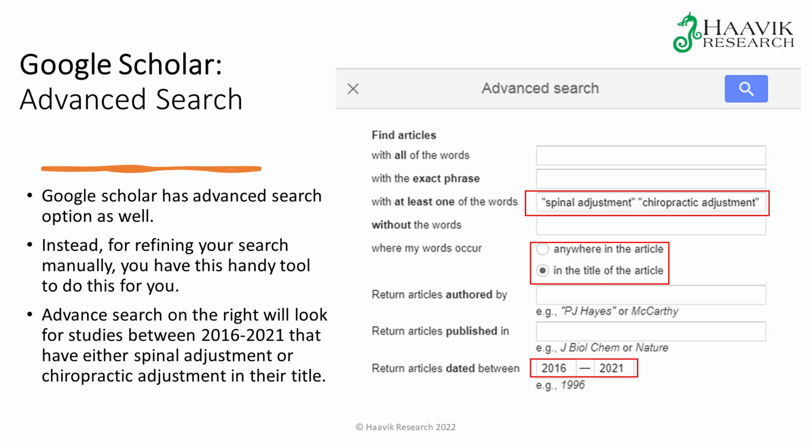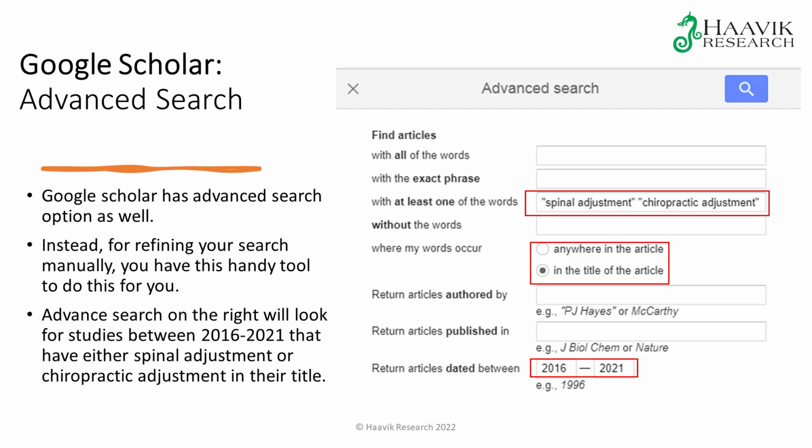So for example here, you can find articles with all of the words. That's really the same as having AND between them. With the exact phrase: if you've now forgotten to put quotation marks, you can put it in there. With at least one of the words, you can put that in. Then it's really looking for OR in between. Because we put quotation marks, then it's looking for spinal adjustment or chiropractic adjustment.